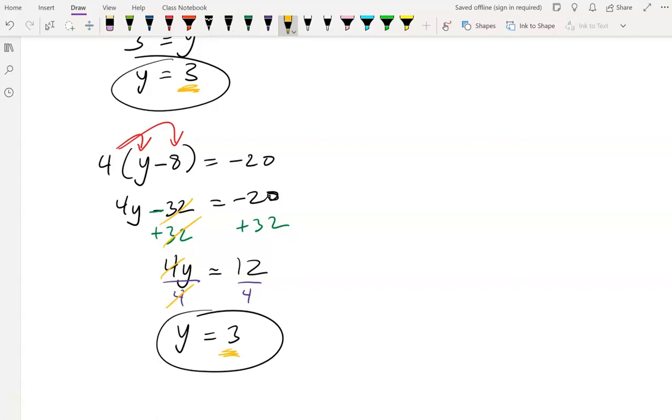Now, did I do this right? Let's check. Put my 3 back in. 3 minus 8 is negative 5. 4 times negative 5 is negative 20. Yep, this one works out just fine. Solving equations using distribution and simplifying expressions to come up with a solution to the equation.